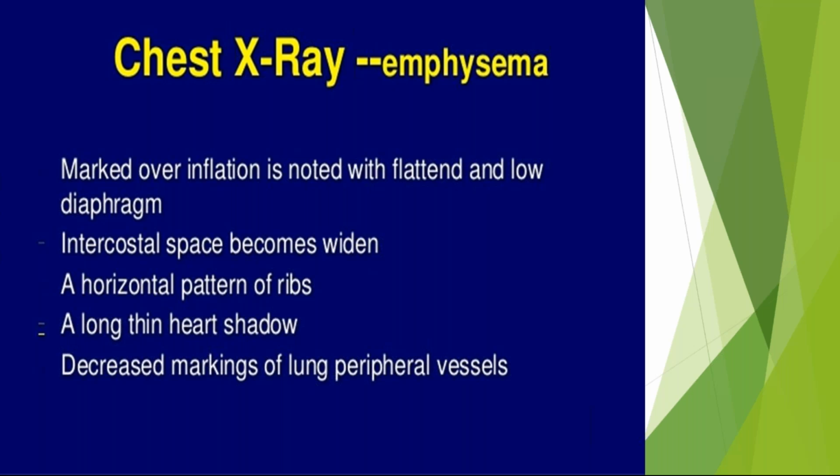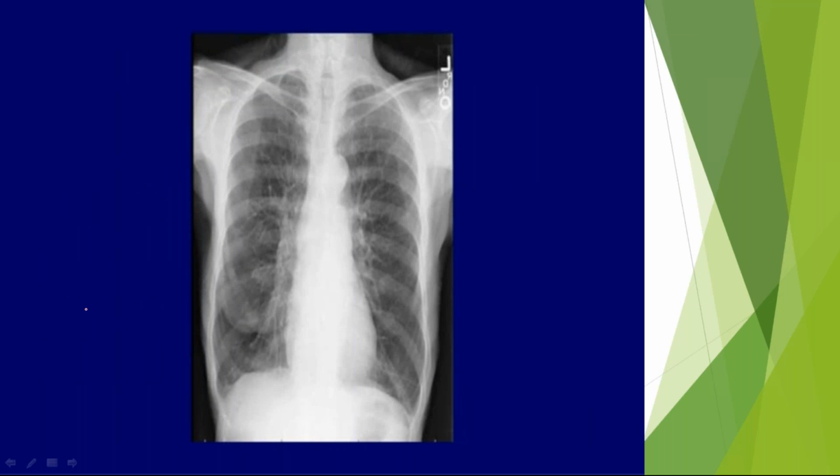The lungs will be overinflated with widening of intercostal spaces, and there will be a horizontal pattern of ribs and a long thin heart shadow. This is the X-ray showing a patient with COPD, where the heart is enlarged and the lungs are hyperinflated, with widening of intercostal spaces and a flattened diaphragm.